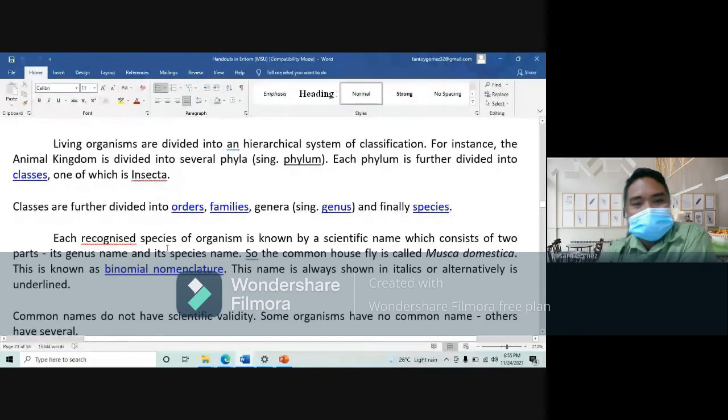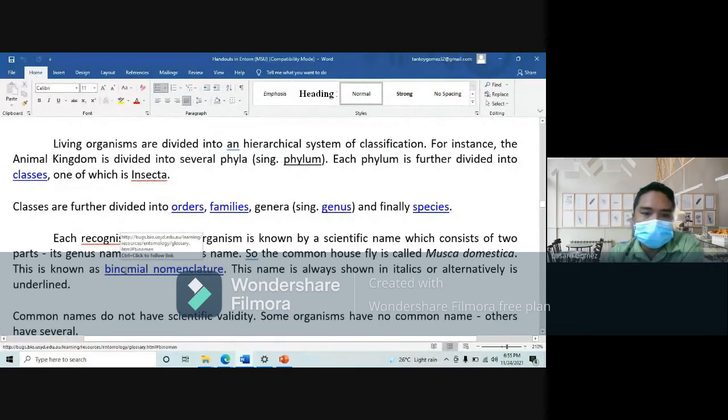Each species of organism is known by a scientific name, which consists of two parts, its genus name and its species name. So for example, the common housefly is called Musca domestica. This is known as binomial nomenclature. Binomial: bi means two, and nomial means name. The genus and its species name.